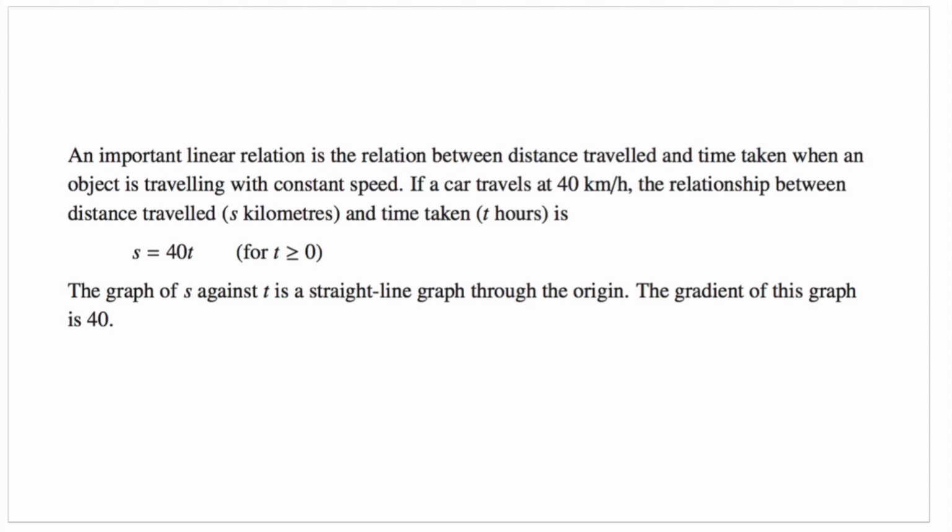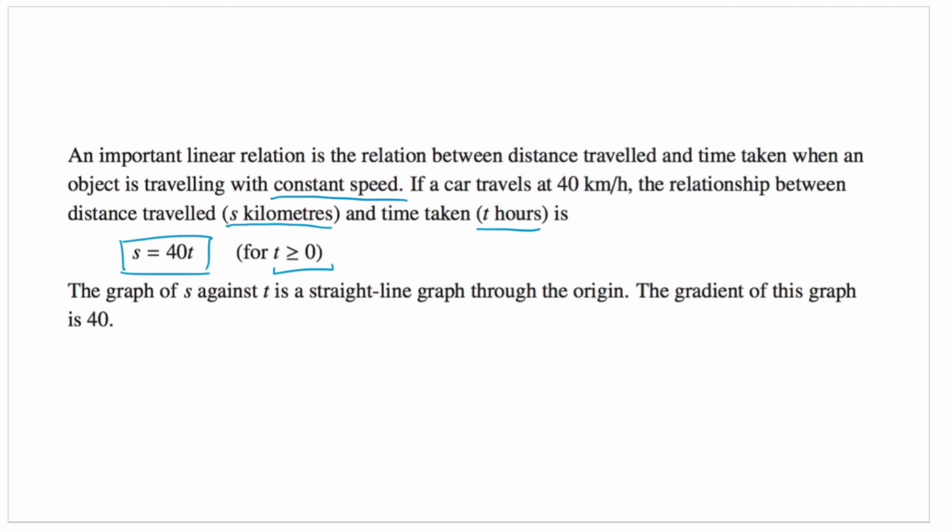with constant speed. If a car travels at 40 kilometers per hour, the relationship between distance traveled, here denoted by S, and sometimes we use D to represent distance, and time taken, so T hours, is given by S is equal to 40 times T, where T is greater than or equal to 0. And that makes sense because T represents time and time cannot be negative. This is a typical example of constant rate of change.